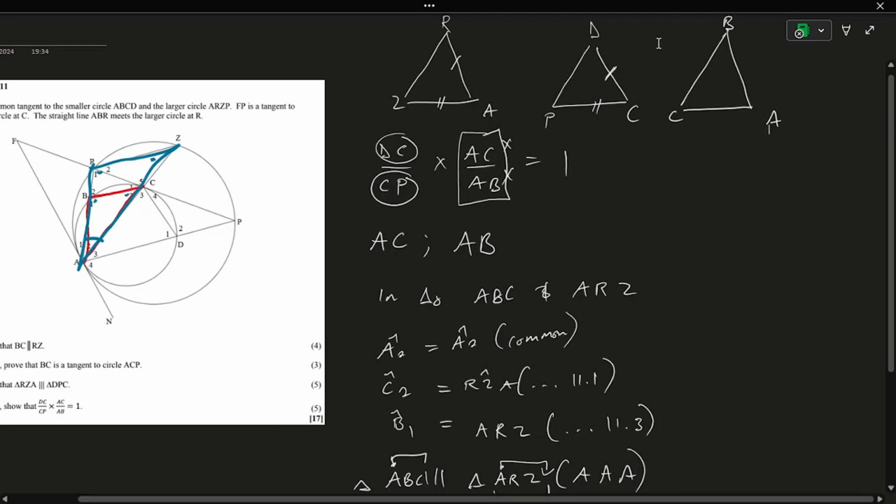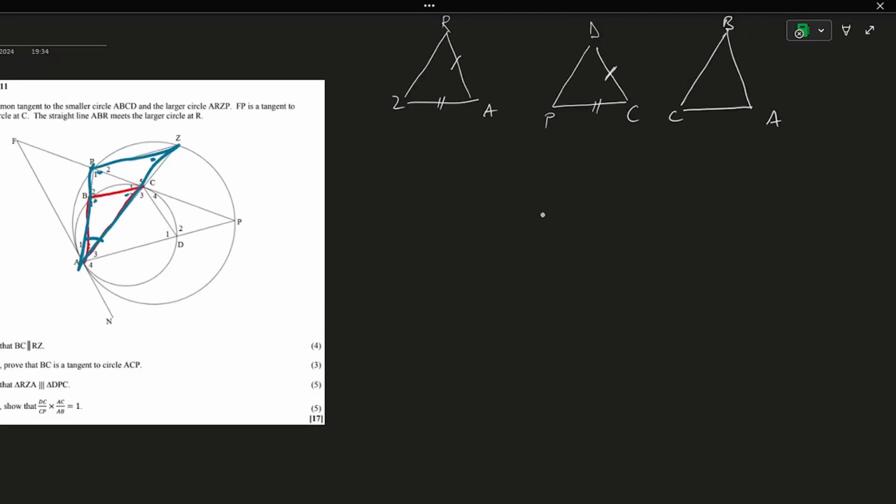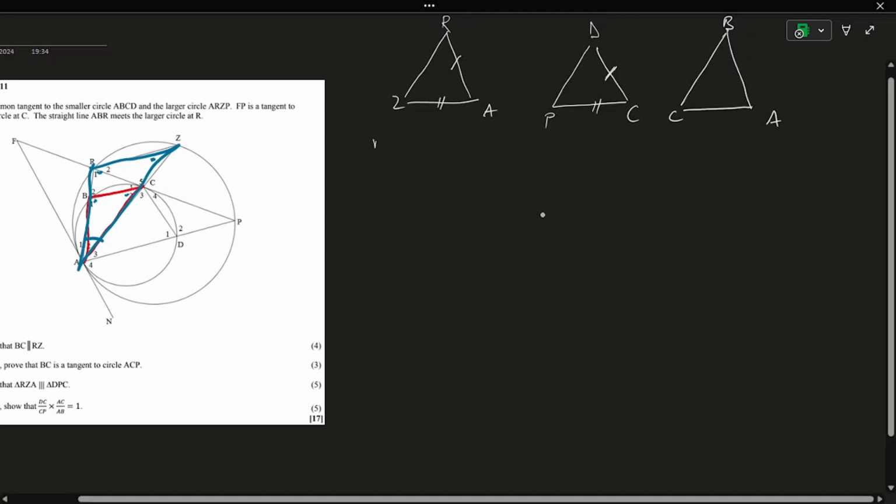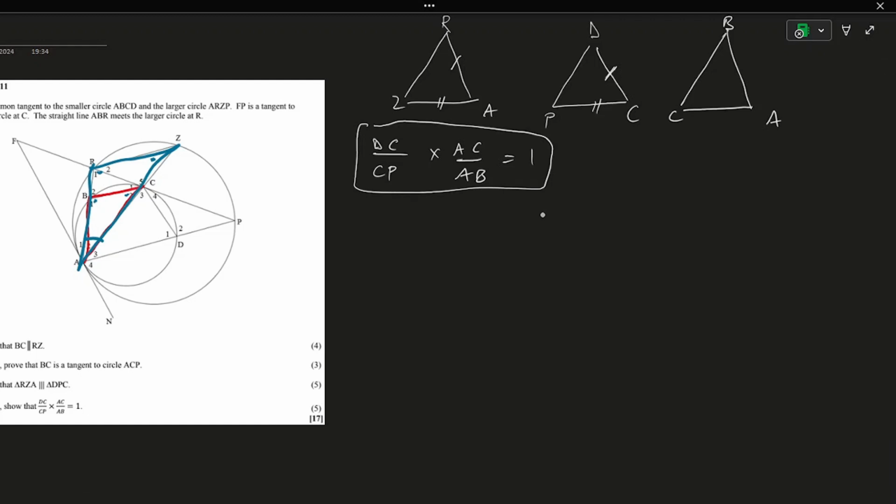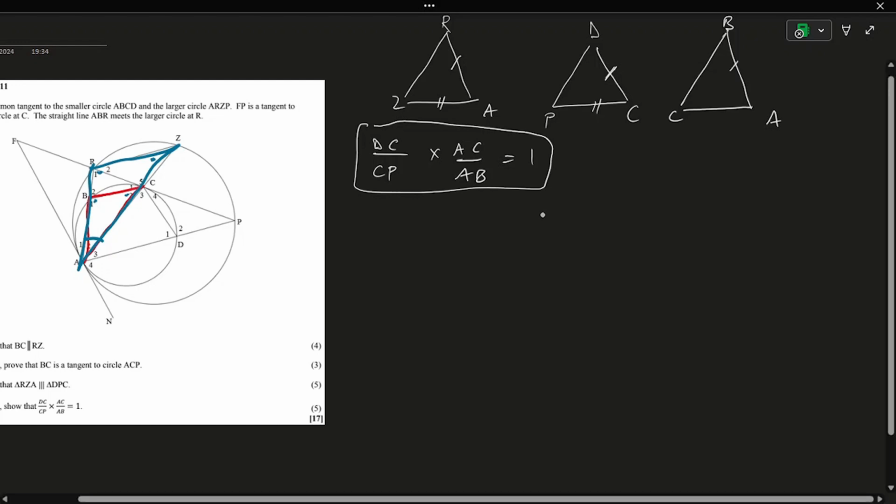Now let's see what they are looking for. Let me just erase this proof. Right, so remember what they're looking for is DC divided by CP times AC divided by AB should be equal to 1. This is what we're trying to prove. So now DC is there and CP is also there. But we also found that there is another triangle that we need to look at. This means that this side is also included because it's proportional to all the other sides.